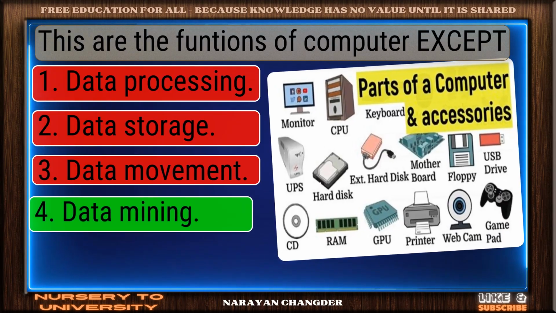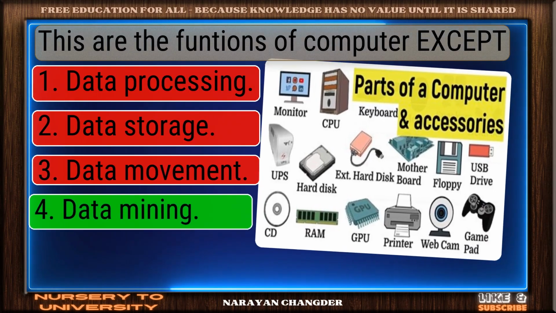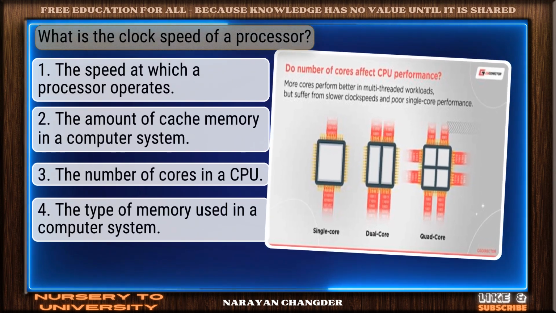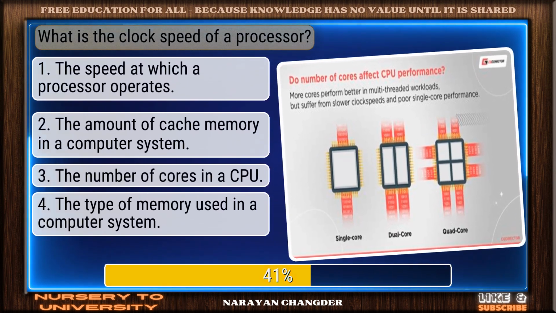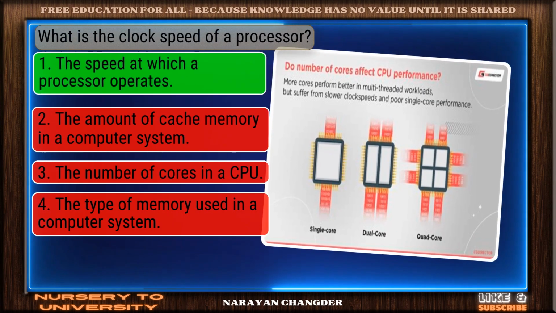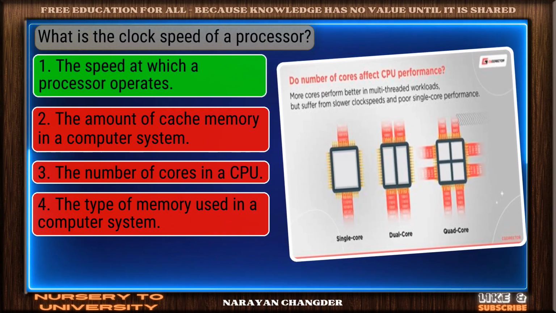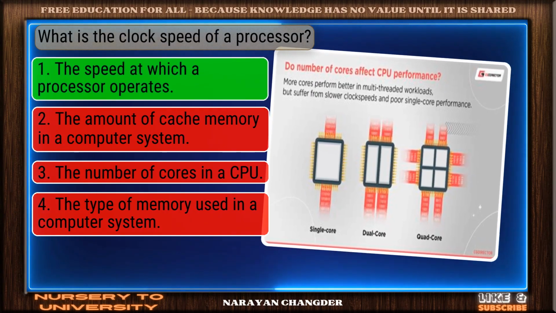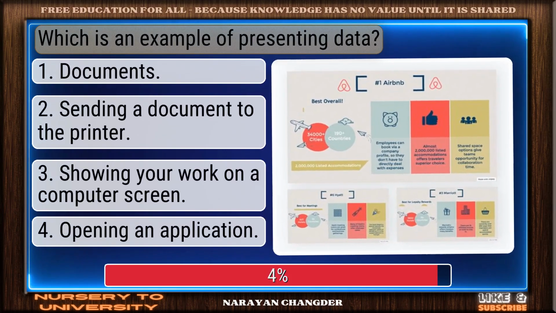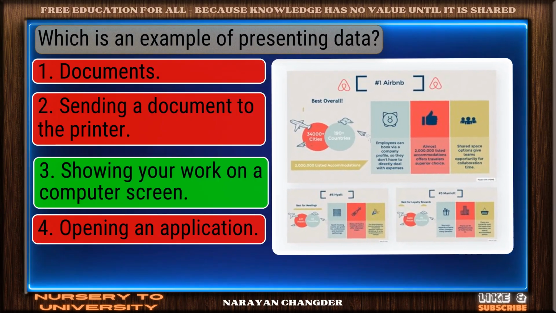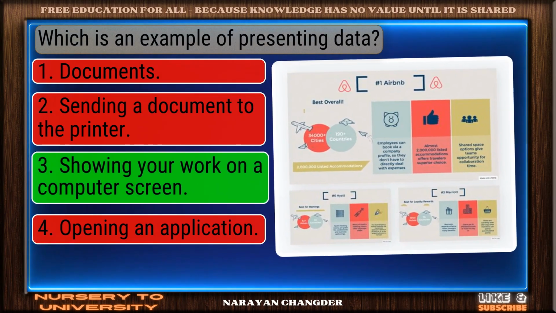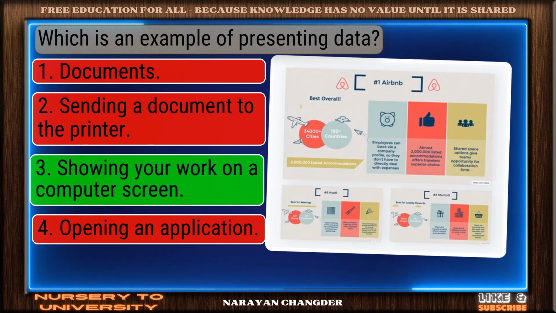Clear logic. Your choice data mining is sound and 100% true. Question number 41. What is the clock speed of a processor? Nice work. You chose the speed at which a processor operates, and it is correct. Question number 42. Which is an example of presenting data? Good thinking. Showing your work on a computer screen is the right answer.